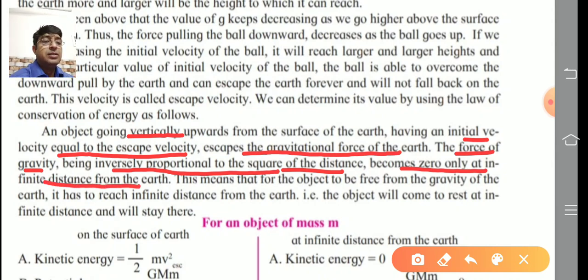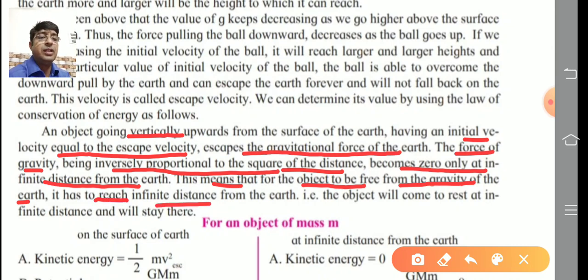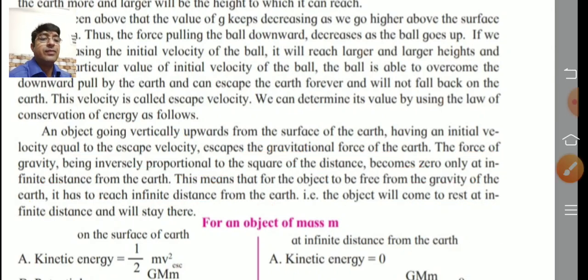the earth. This means that for the object to be free from the gravity of the earth, with no effect of gravity of the earth on that object, it has to reach infinite distance from the earth. That is, the object will come to rest at infinite distance and will stay there only.